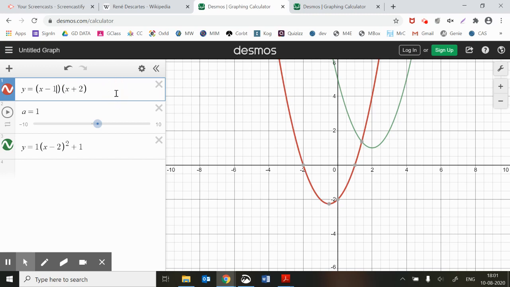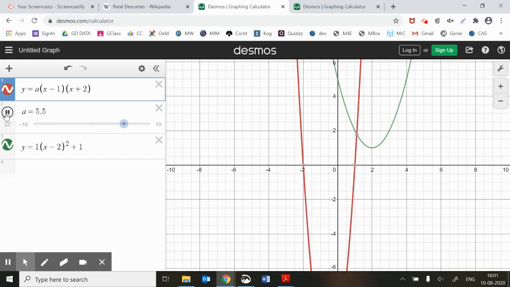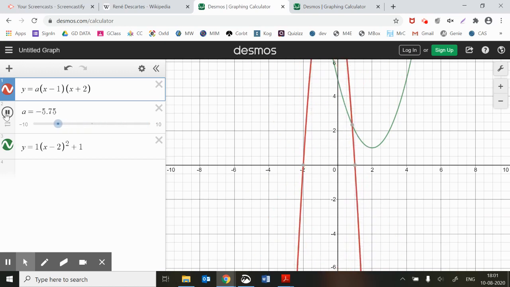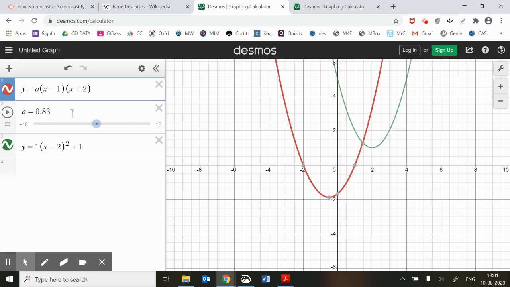Okay, now if you want to scale this whole thing up, if I put an A there, it hasn't changed, but let's play this one now. You see as A gets bigger, it gets steeper, and as A gets smaller, so less than 1, it gets less steep.